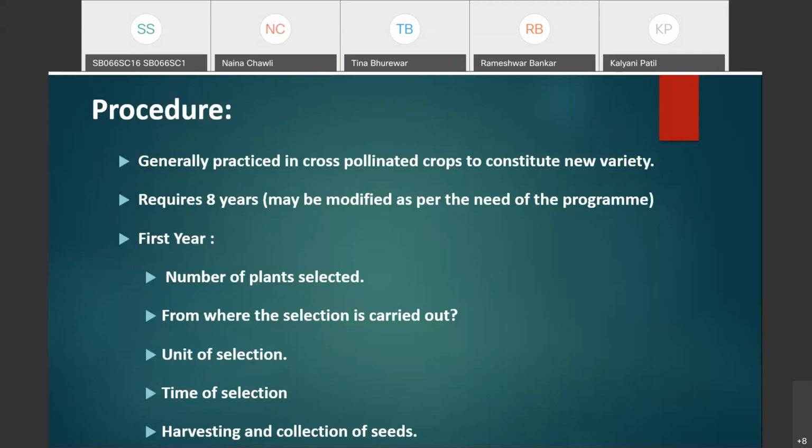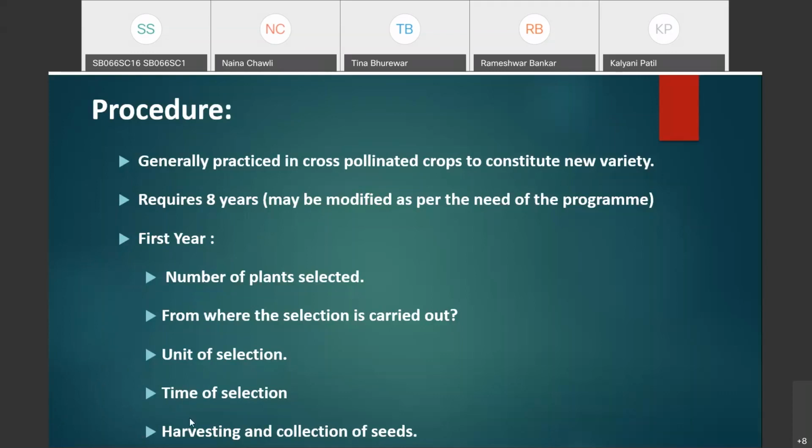Selection is completely dependent upon the phenotypic characters like appearance, color, weight, maturity, drought or winter hardiness, resistance to diseases, insects and pests, lodging, yield, quality. We have just discussed the unit of selection. Now the fourth one, the time of selection. The selection is carried out at the time of harvesting.